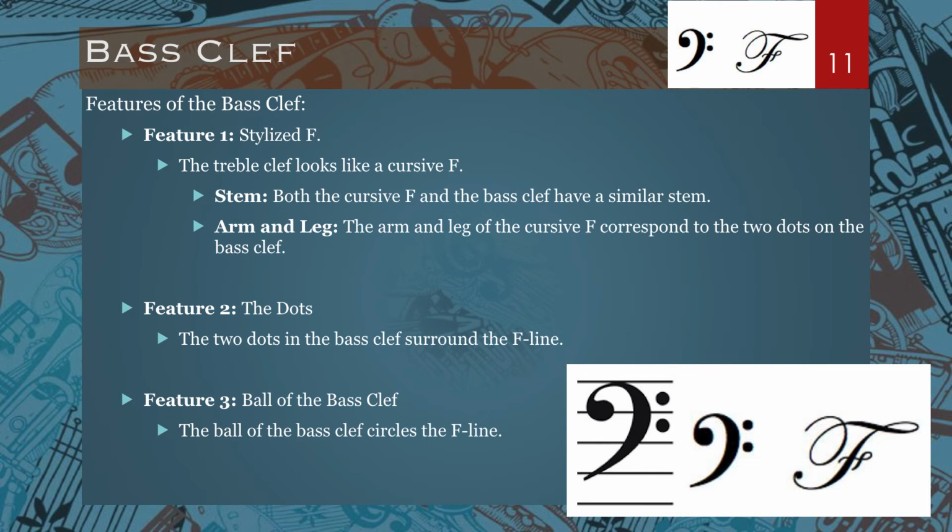And feature 3 is the ball of the bass clef. The ball of the bass clef will reach down and circle the F line. If you see it on the 4th line, that little ball is sitting right on the F line. So there's a few different ways to indicate where F is. Now when composers actually write bass and treble clefs, they don't usually pay that much attention to where the ball falls, but they will always put the dots in the right place on either side of the F line. Otherwise, that would cause confusion.